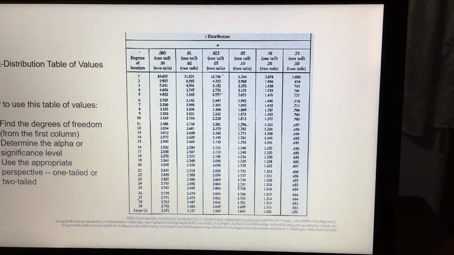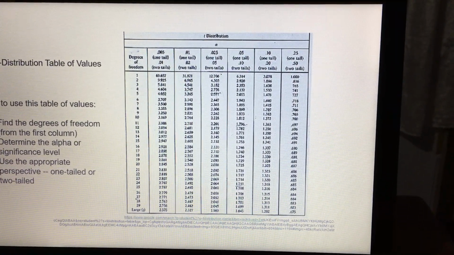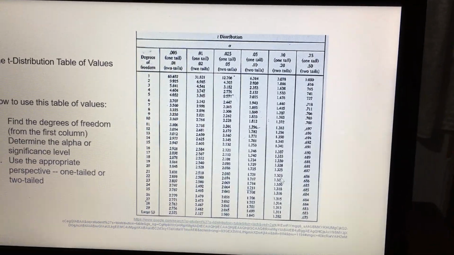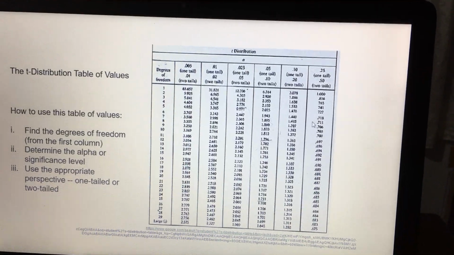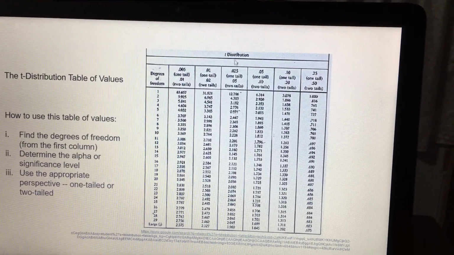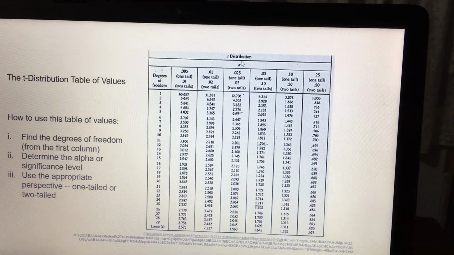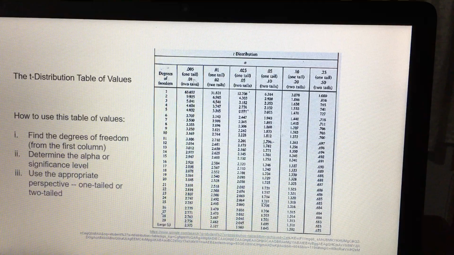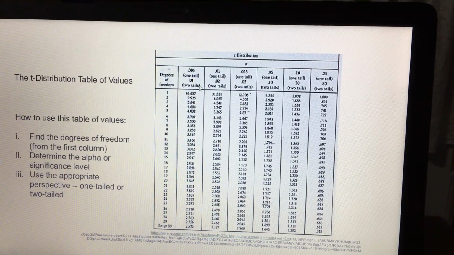What we see is the table of t-distribution values, whereby we have for the first column the degrees of freedom, and for the first row we are given the alpha or the significance level. One set is for the one-tailed and the second set will be for the two-tailed.